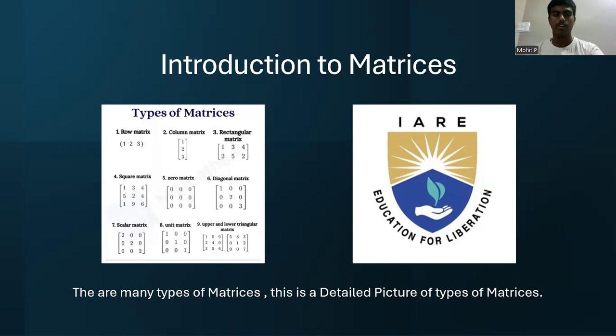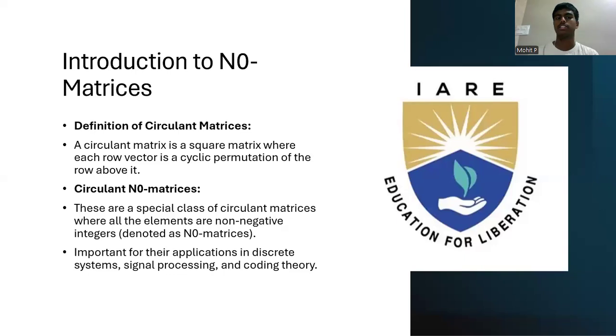Now we see the upper and lower triangular matrices. In an upper triangular matrix, the bottom left elements are zeros, and in a lower triangular matrix, the top right will be equal to 0. Now we see the introduction to N0 matrices. Let's go into the circulant matrices and see what those are. A circulant matrix is a square matrix where each row vector is a cyclic permutation of the row above it. Circulant N0 matrices are a special class of circulant matrices where all the elements are non-negative integers, denoted as N0 matrices. So there will be a cyclic permutation and no negative numbers present in the matrix.